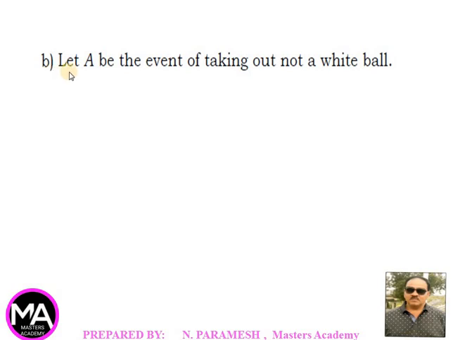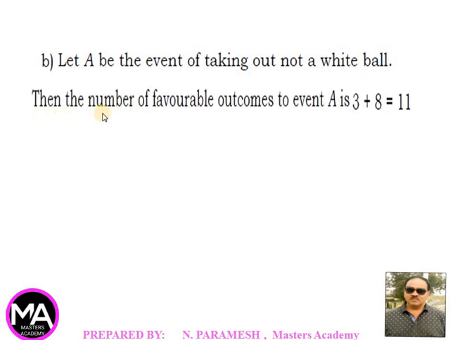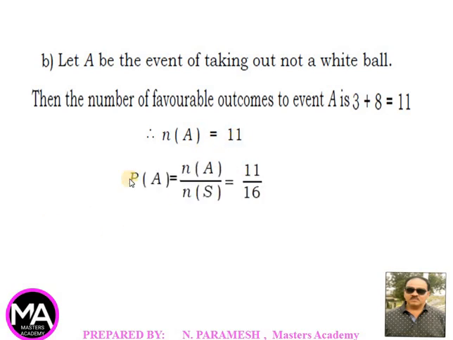is equal to 3 divided by 16. Subdivision B question: let capital letter A be the event of taking out not a white ball. Then the number of favorable outcomes to event A, other than white ball, is 3 plus 8, that is 11. n of A is equal to 11. Probability of event A is equal to n of A by n of S is equal to 11 by 16.